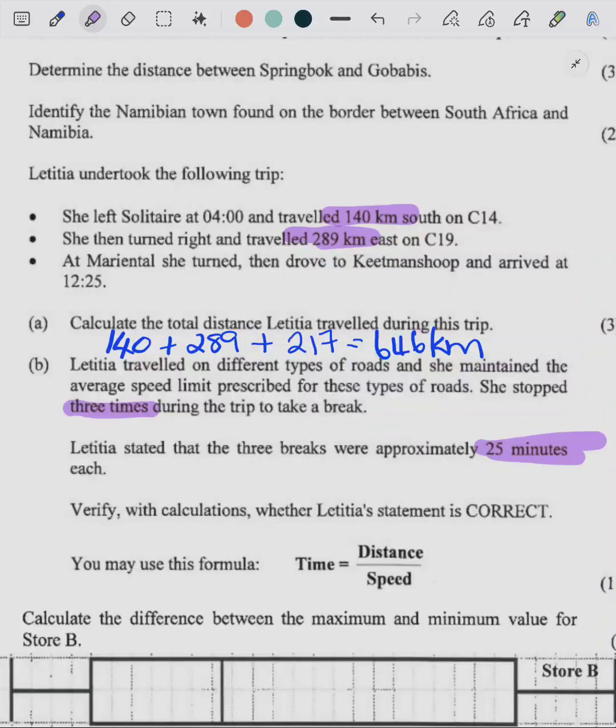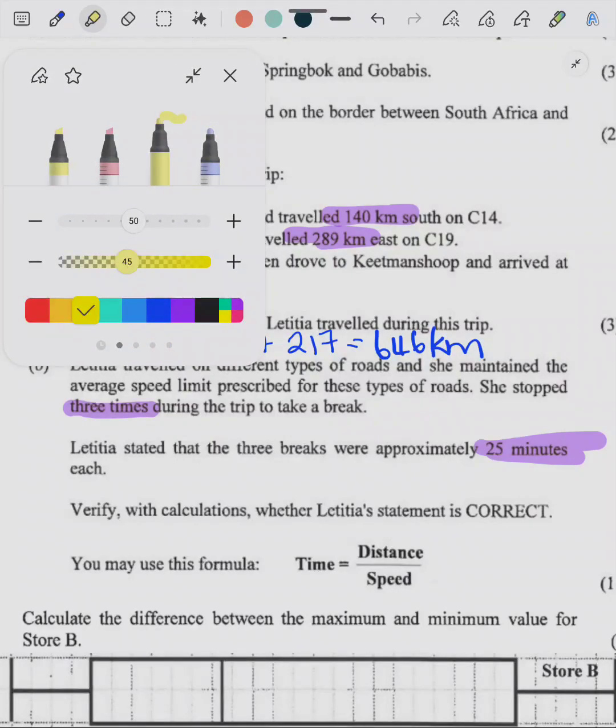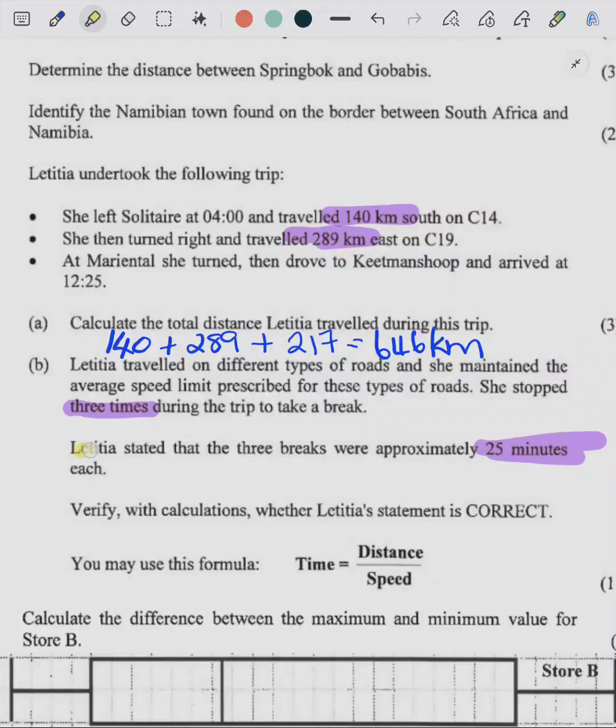And if we look, the statement that we actually need to verify is about the time of her breaks. Were her 3 breaks approximately 25 minutes each? Alright, so my thinking here is, we need to know how much time her actual trip took. We need to know how much her driving time was. And then we can see if the leftover time for the breaks works out or not. So let's first see how long it actually took her for this whole trip.